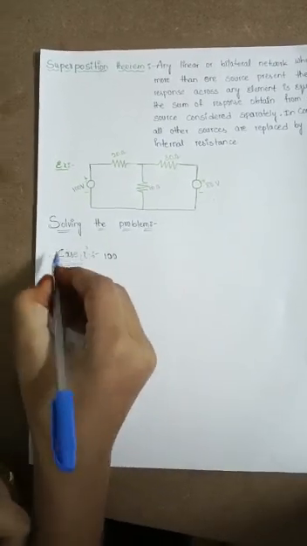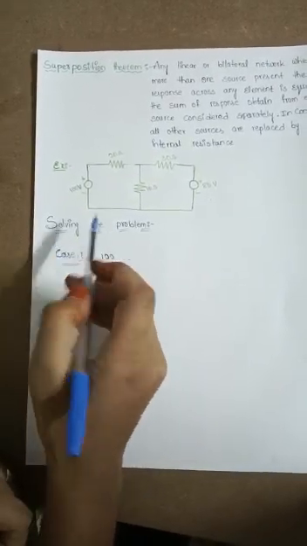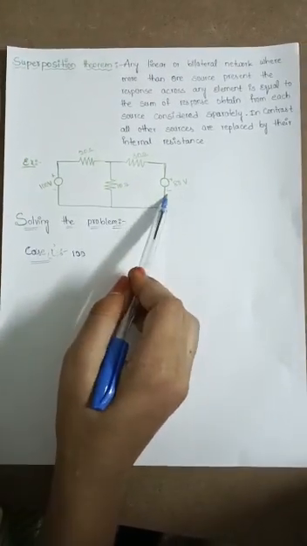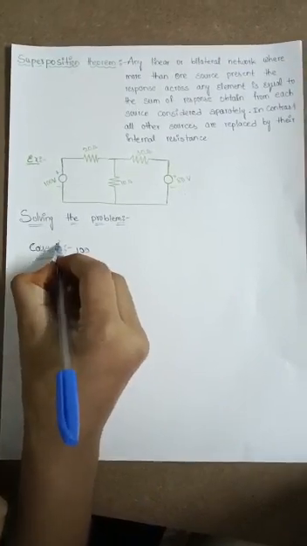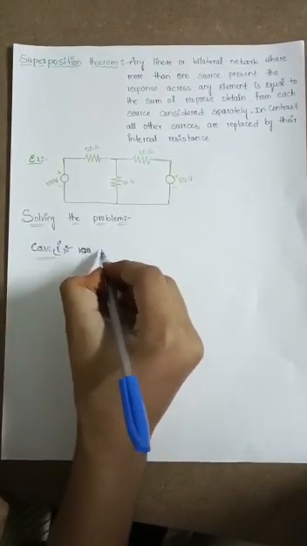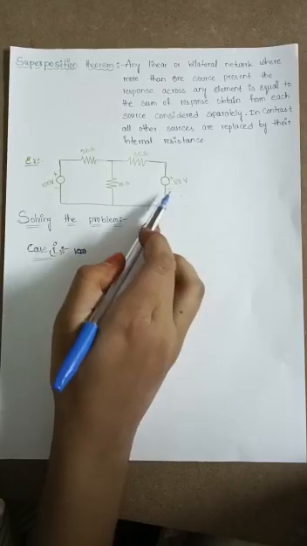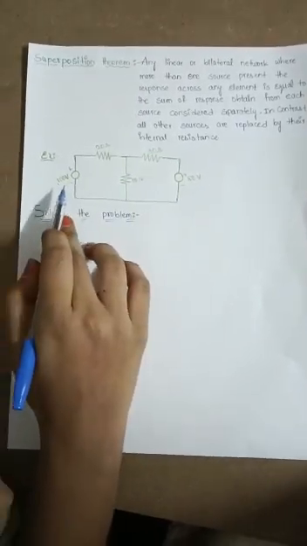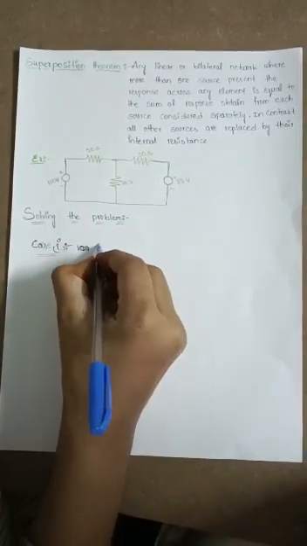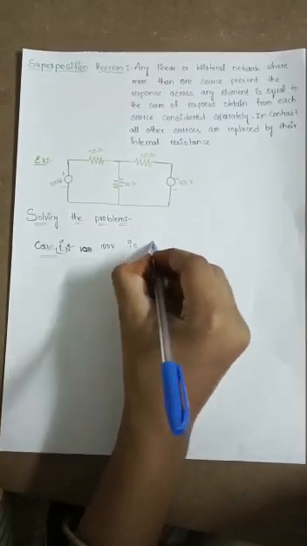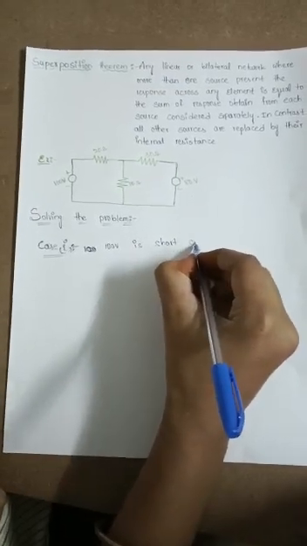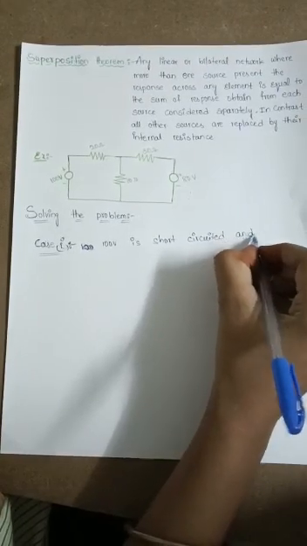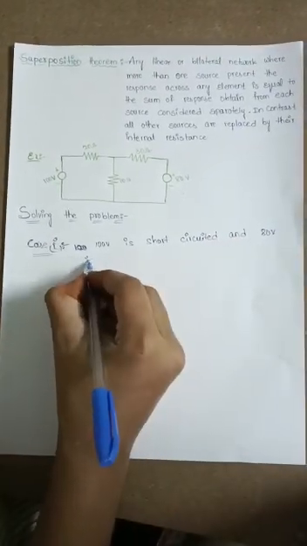Let us come to the problem. First, I am keeping this one inactive and the 80 volts active. Case 1: if 80 volts is active, 100 volts is replaced by its internal resistance, which means 100 volts is short circuited, and 80 volts is active.